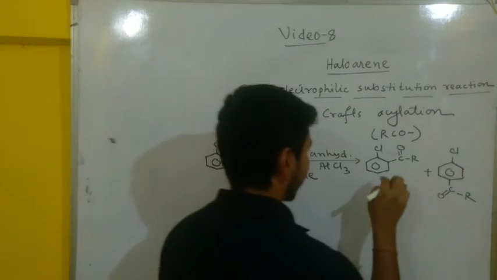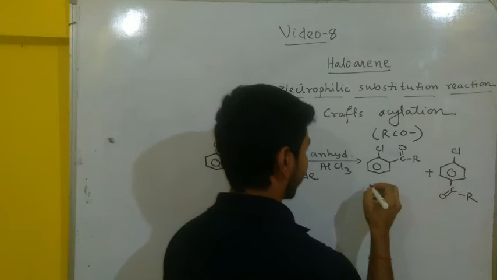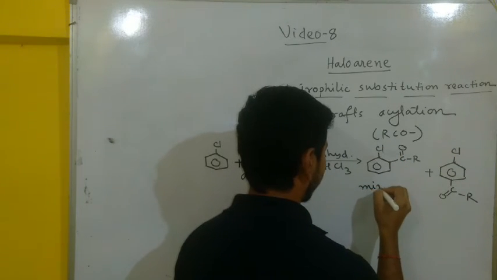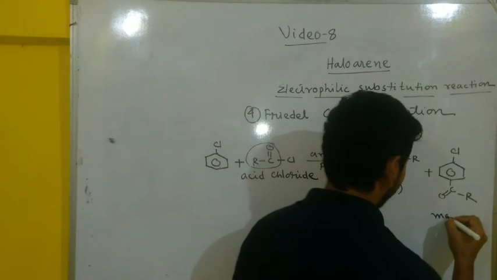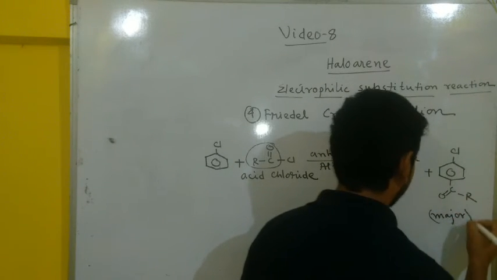Out of the two products, in the ortho position the two groups are close, so repulsion is more, so it is the minor product, and the para position gives the major product.